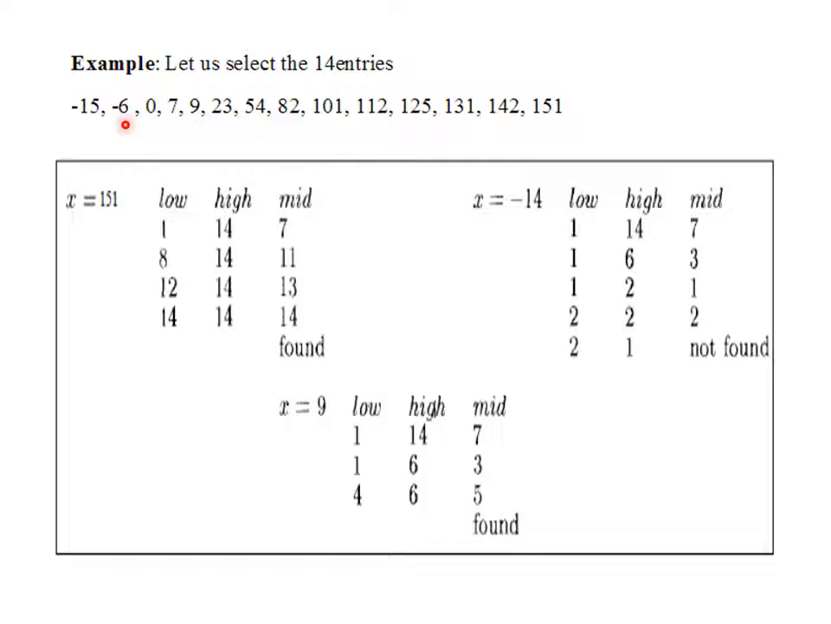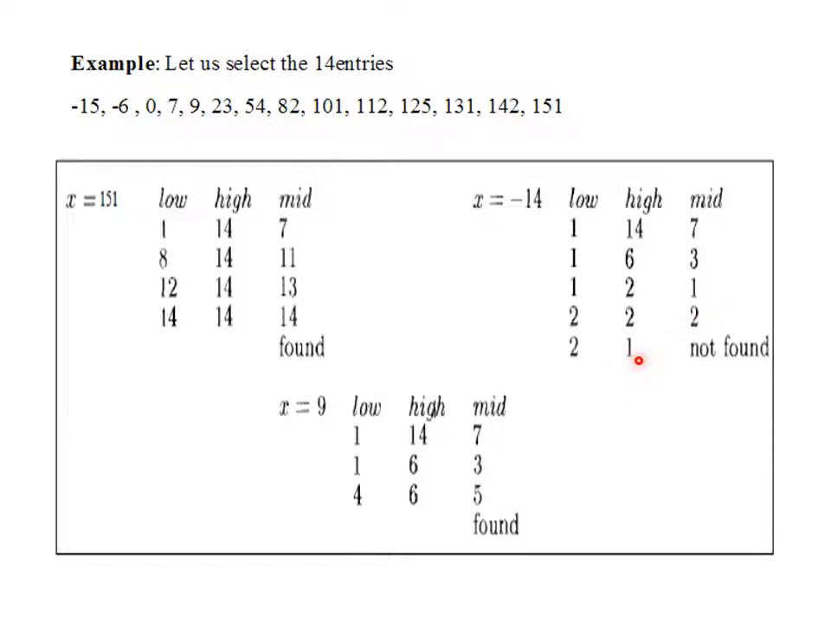Again we compare with minus 6, and it is not equal to the search item minus 14. So we check whether minus 14 is greater than or less than minus 6. Minus 14 is less than minus 6. So we want to reduce the high value: 2 minus 1 is equal to 1.